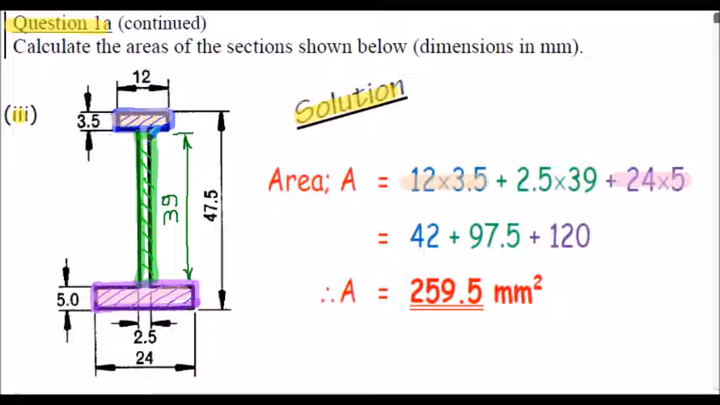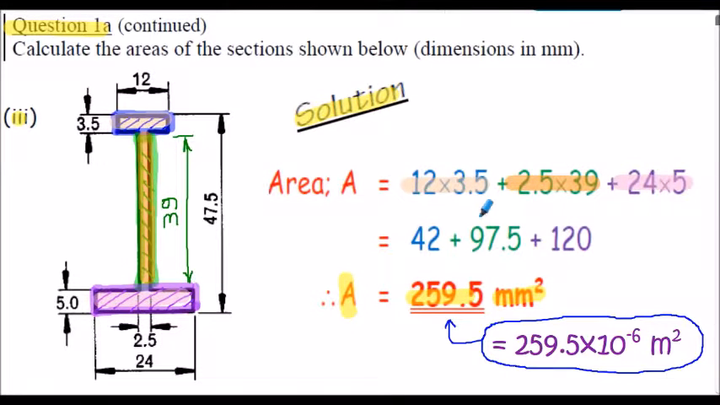And then the web, which is 39 millimeters by 2.5 millimeters. Evaluating the area of the unsymmetrical eye section is 259.5 millimeters squared, and stating the answer in terms of meters squared here.